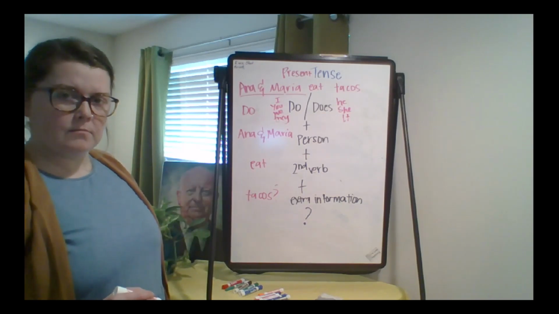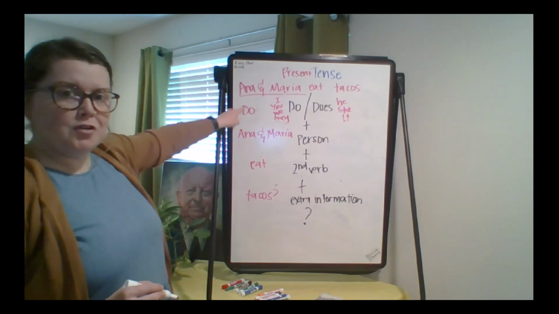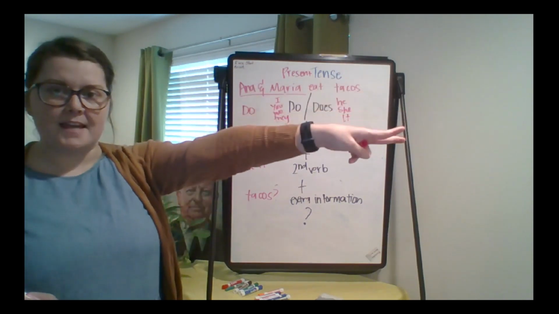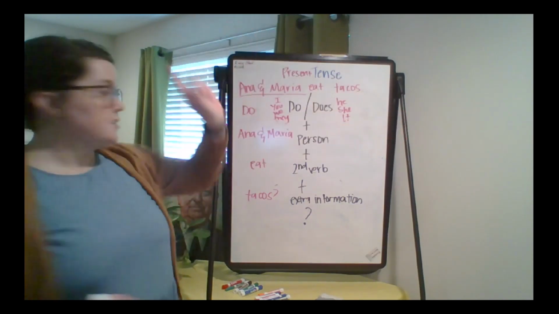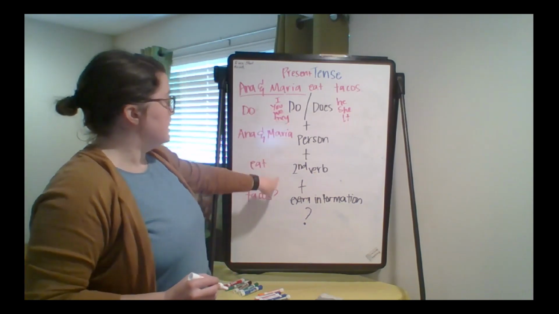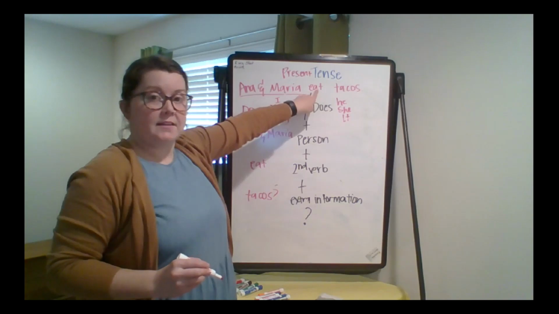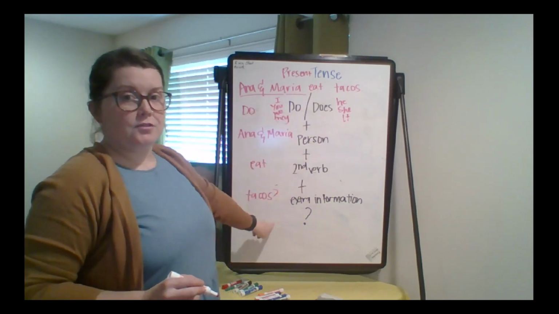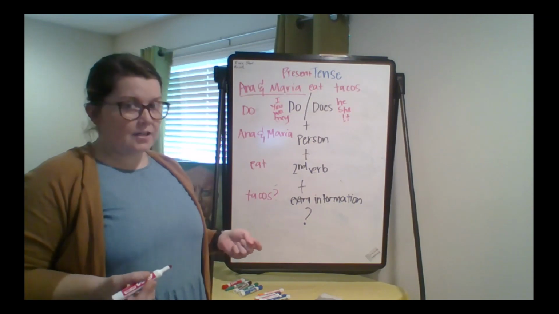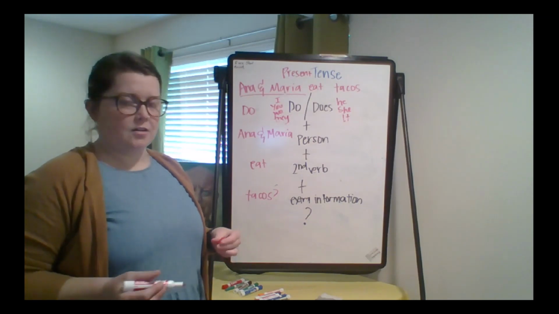Okay? So we're using do because Anna and Maria are two people. We're talking about them, they. So you have to use do. Do Anna and Maria eat is the second verb. We got that from the sentence. Tacos. That would be a yes or no question. Yes, they eat tacos, or no, they don't eat tacos.